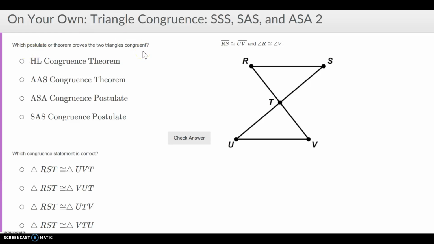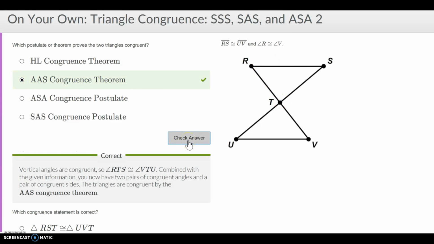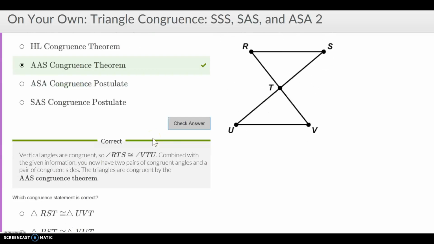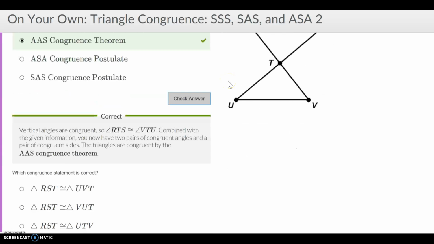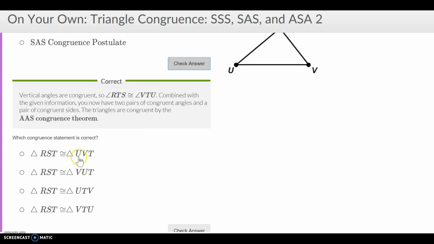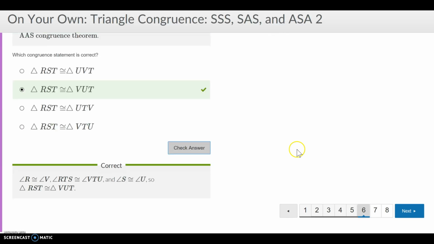Which postulate proves that triangles are congruent? RS is congruent to VU. And R is congruent to V. And we know that these are congruent vertical angles. So we have angle, side. There we go. And what's our congruence statement? We gotta line them up. R goes with V. That's not right. R goes with V. This one, because T goes with T, and then this goes with U. Let's check that. There we go.